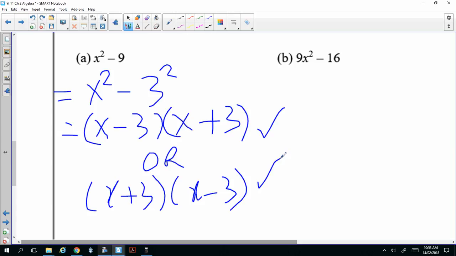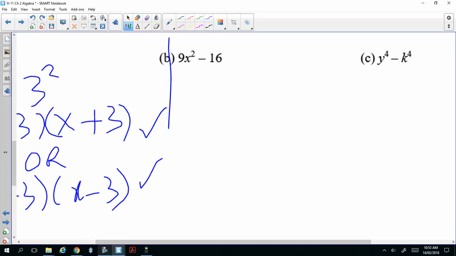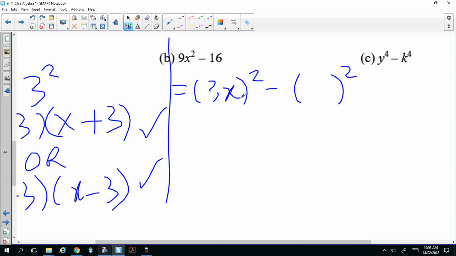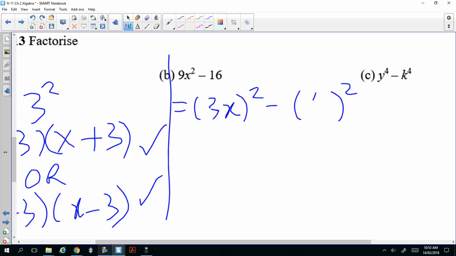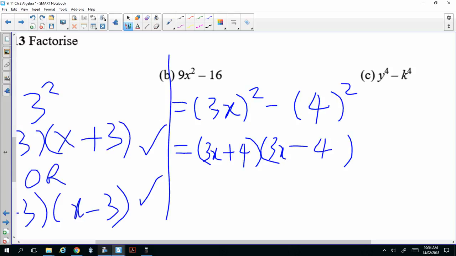Try the next one. Right, how about the next one? Remember to write that as something squared minus something squared. That's your first step. So the first one is 3x all squared, and the second one is 4 squared. Yep. Which means you can write that as one with the plus, one with the minus. So this is 3x plus 4. The other one is 3x minus 4. Any questions? All right, we've got one more to do, and then we are done.